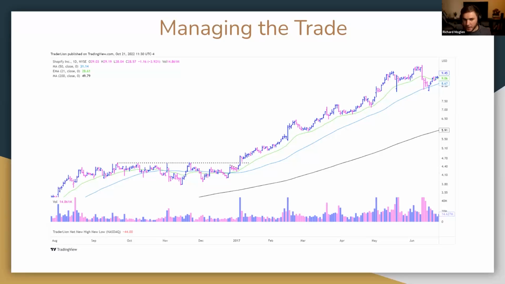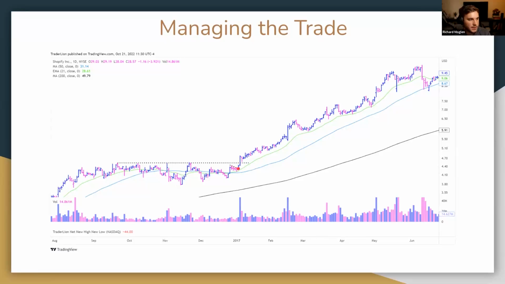So here's kind of an example going into the past, going back to 2017 of Shopify. This has been a fantastic stock. And this is, again, another example of kind of what I look for. We've got a prior strong uptrend where it was up nicely. Then we've got a nice consolidation basing pattern. It starts forming higher lows here off the lows.